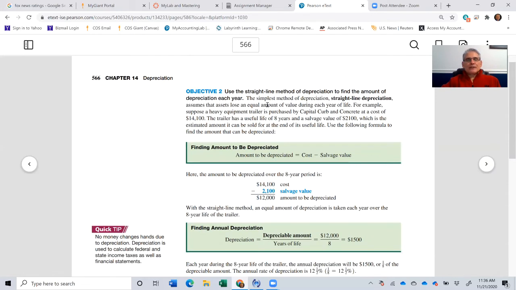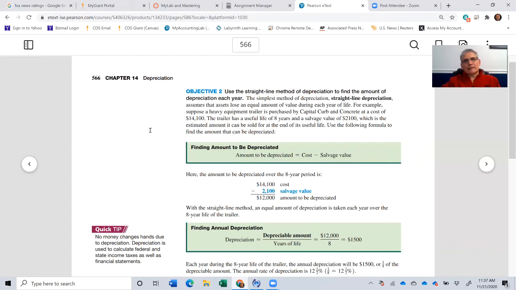Now, the straight line method is the most common method used by companies because it's the easiest, and most people can't argue whether it's right or wrong because, in often cases, it makes the most sense. So the way we figure out every year, we have to turn around and figure out, well, how much are we going to depreciate it?